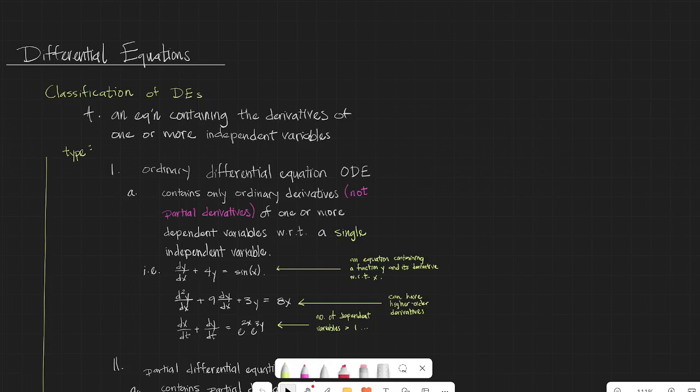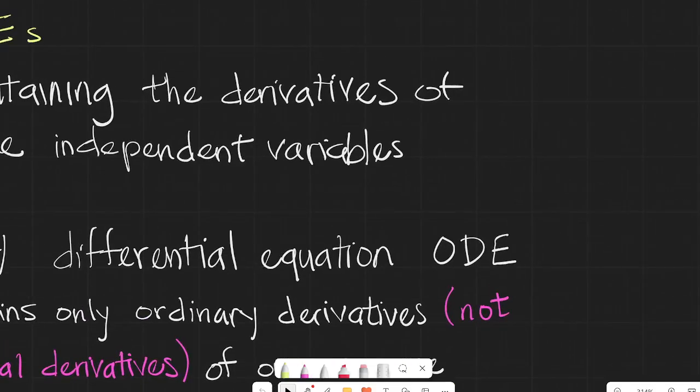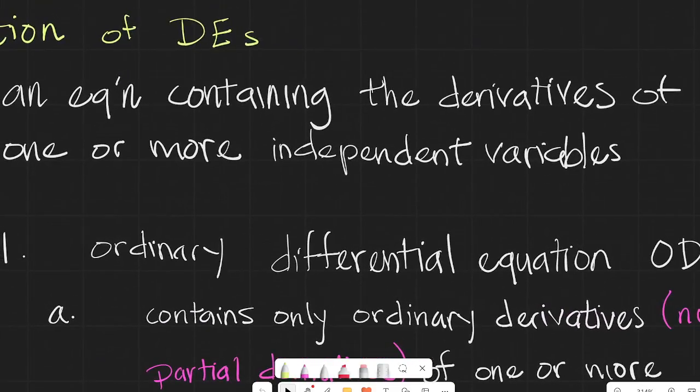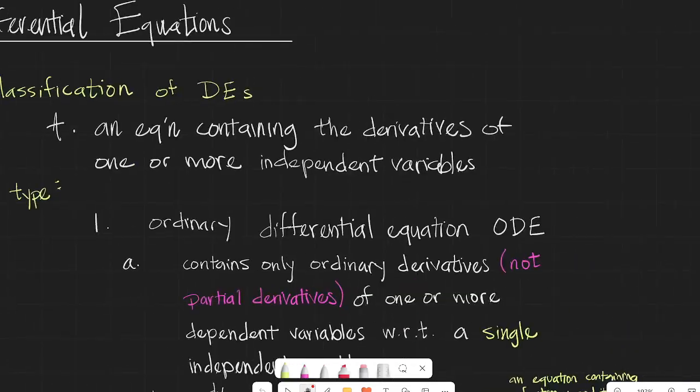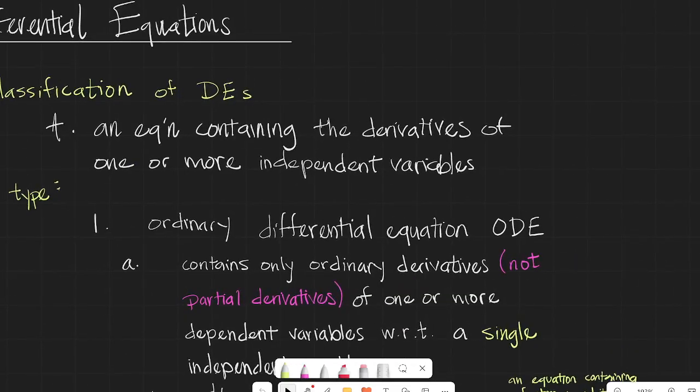The classification of DEs. Let's define what a differential equation is. It is simply an equation containing the derivatives of one or more of the independent variables. Okay, so it's an equation that contains a function and its derivatives. Now, these classifications, the first classification that we will discuss is the type of differential equation.